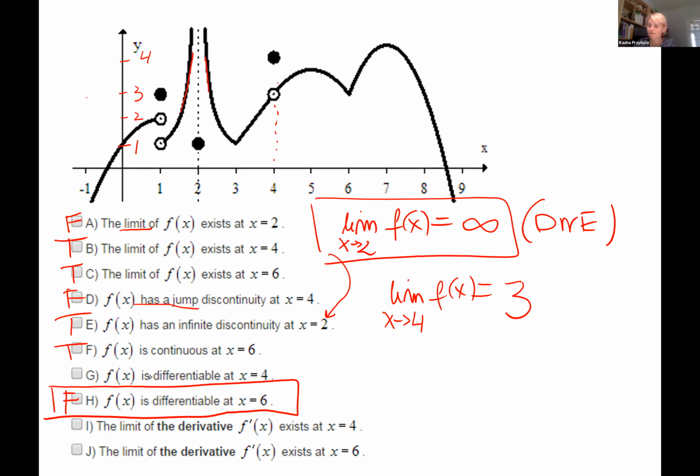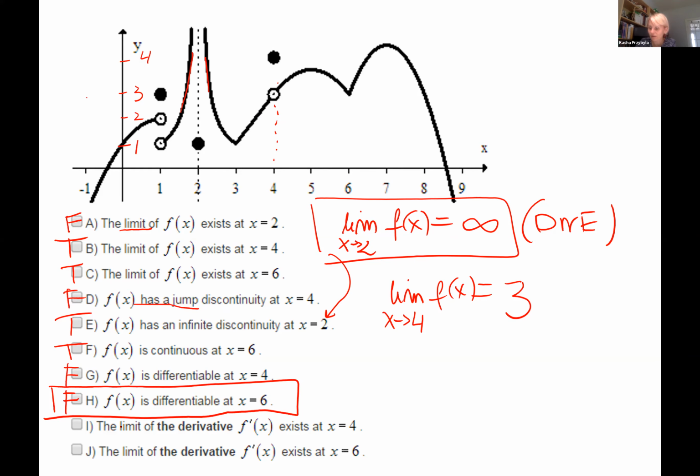Okay, now G, the function is differentiable at 4. Do you think we have a derivative at 4? We have discontinuity, and as soon as the function is discontinuous, no derivative, no tangent line, no slope, no derivative. This is false. Okay, and the last 2 problems are a little bit of a challenge, I might say. They are asking for the limit of the derivative, f prime of x, at 4.